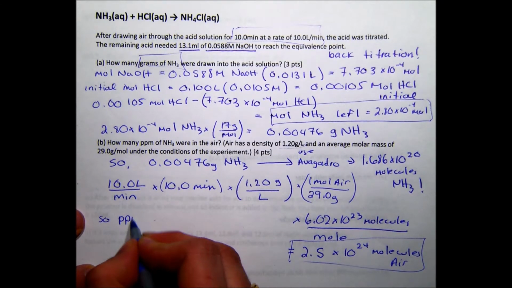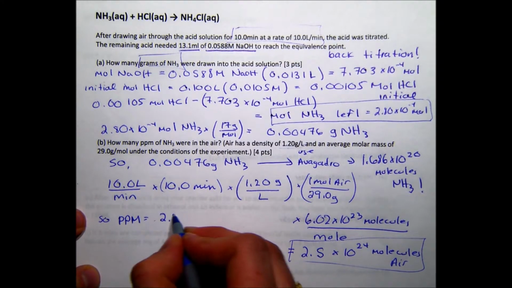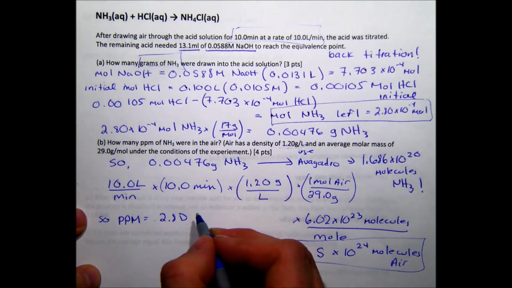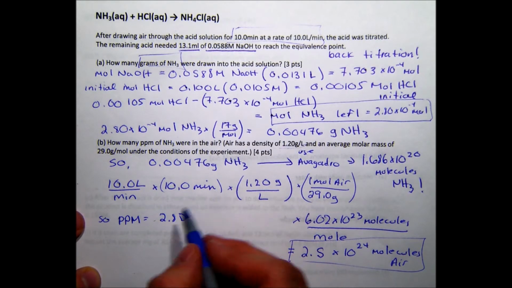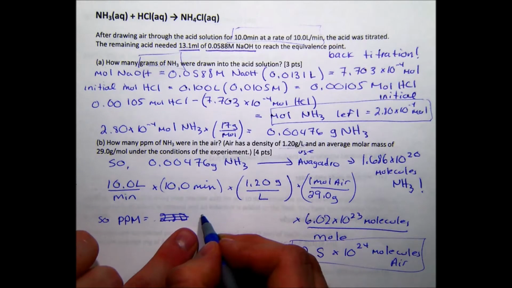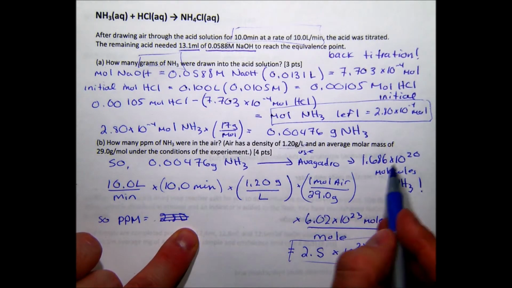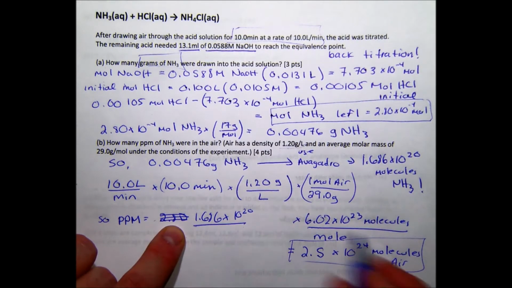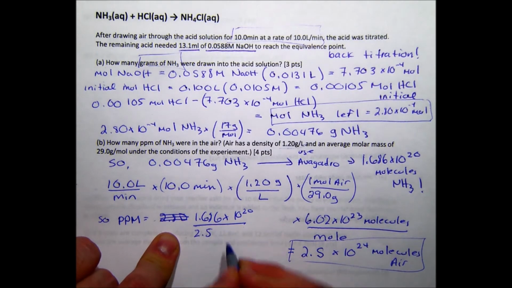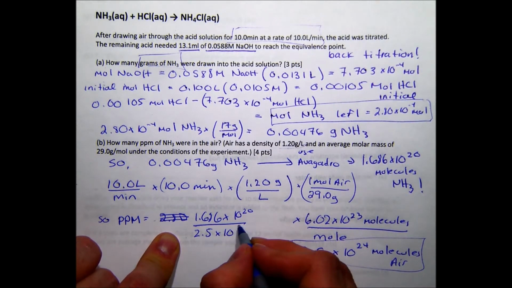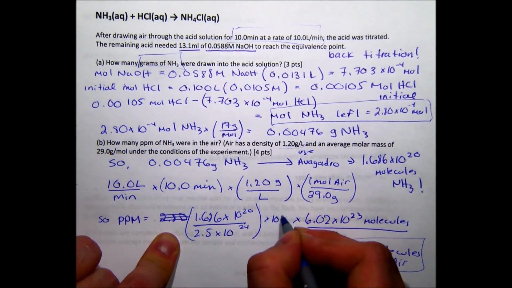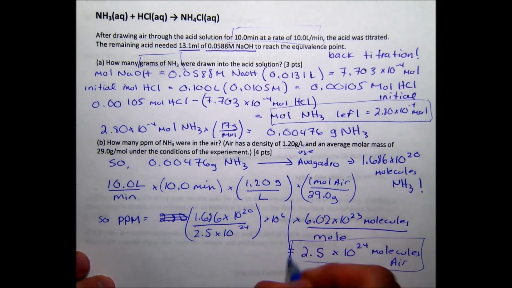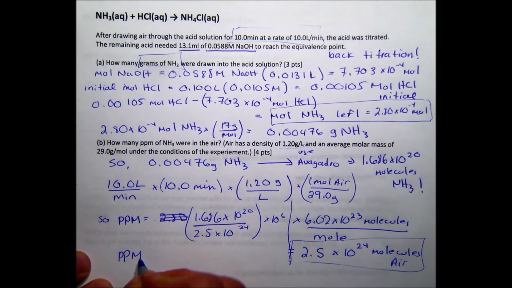So we're just going to do our parts per million calculation, and if we don't remember, it's the number of molecules that we have of interest, which is the molecules of NH3, and we divide that by the total number of molecules of air, which we just figured out. So 1.686 times 10 to the 20 divided by 2.5 times 10 to the 24. And then we multiply that whole thing by 10 to the 6, just like doing a percentage. And our answer that we get for the parts per million is 68 ppm.